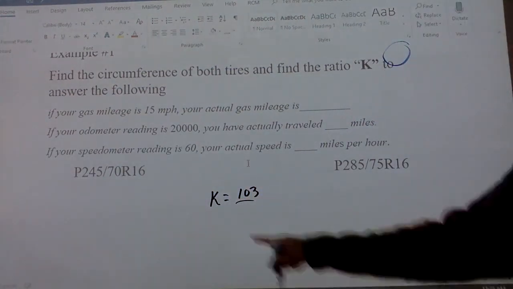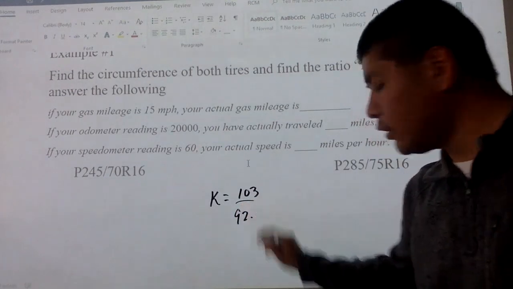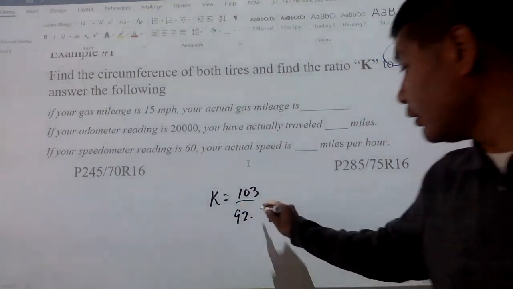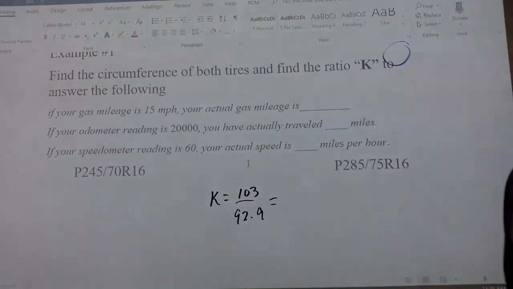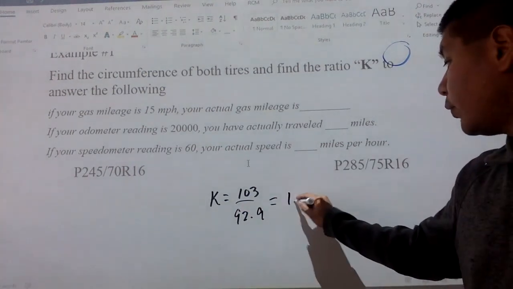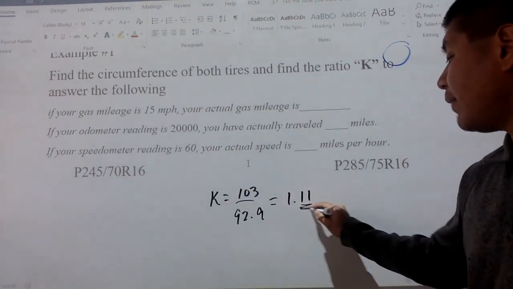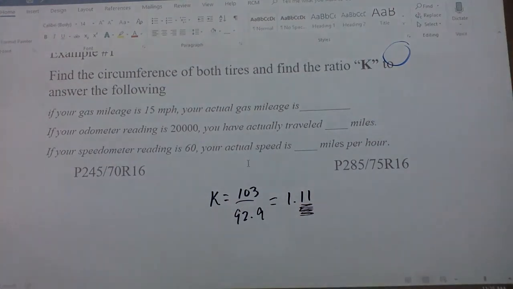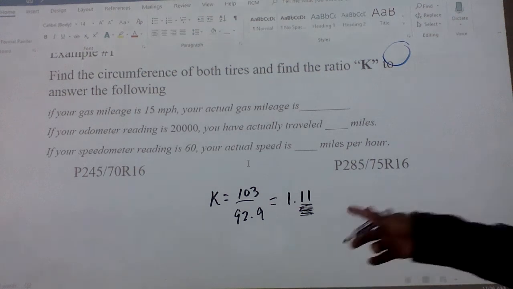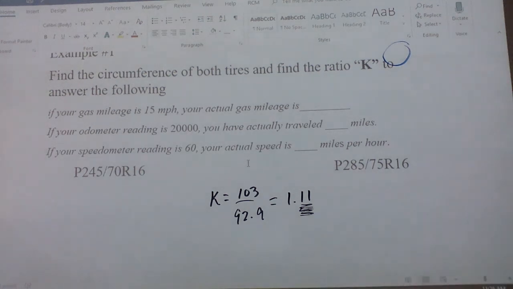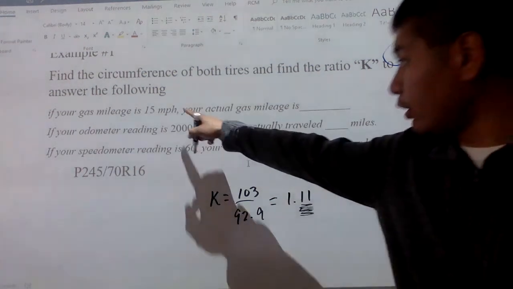Look at the first one I did on that side, 92.9. Once you calculate it, 1.11. For the value of K, I need 2 decimal places for all of them. So my end result was to find this, and I did. Now you take that number and calculate it times that.